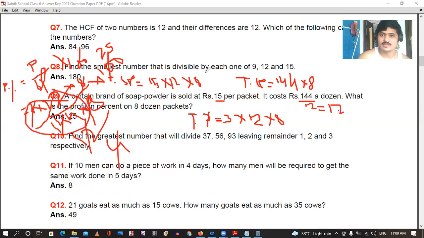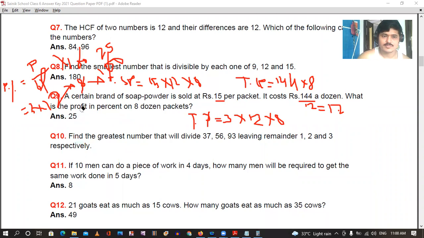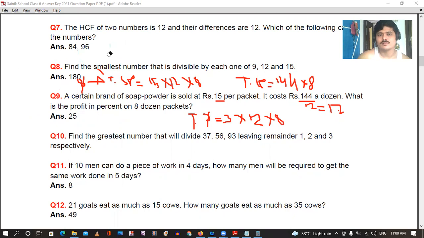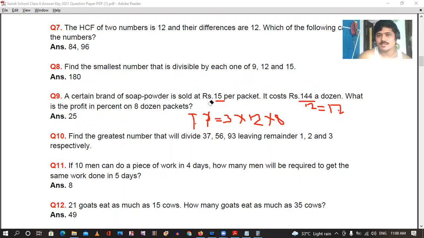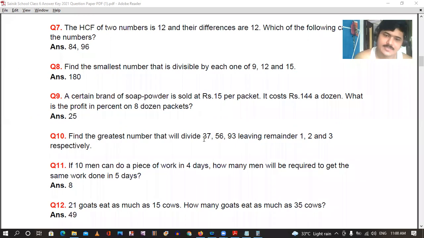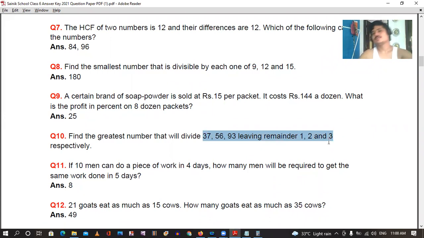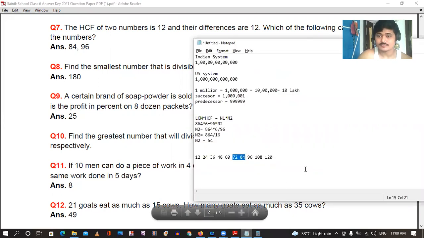Here, let me erase that first. See here, my profit percentage is 25%. Got it? Easy. My last question, and I would like to take this last question a little differently. Okay. Think differently. What it says is, you divide this number by some number, and that number should leave the remainder 1, 2, and 3 respectively.